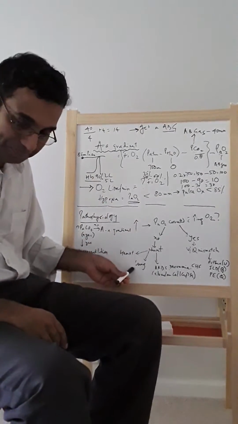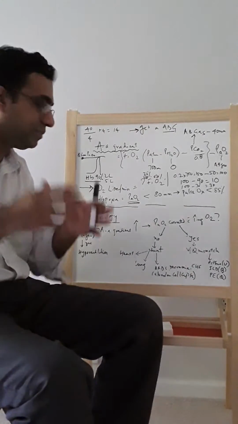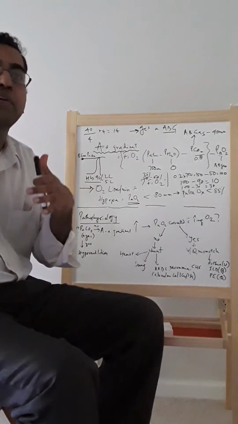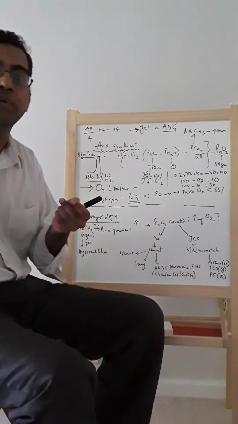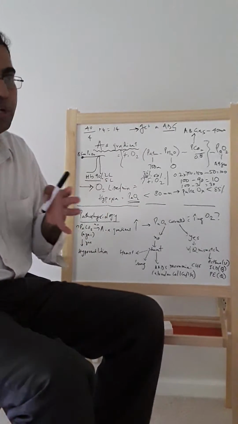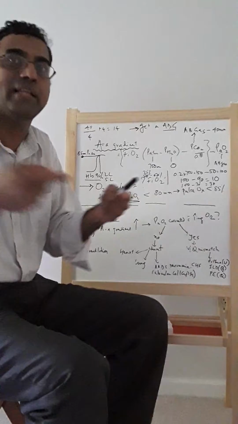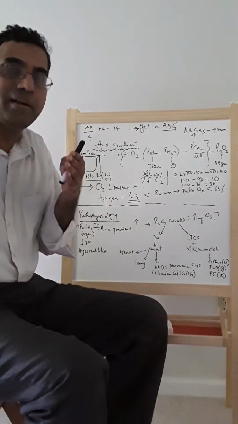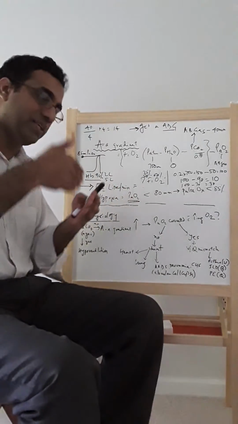In the lungs, you can have a pulmonary AV fistula. Suppose you have a pulmonary AV fistula. What is an AV fistula? It means that there is a direct connection at the pulmonary level between the arterial side of the circulation and the venous side of the circulation.